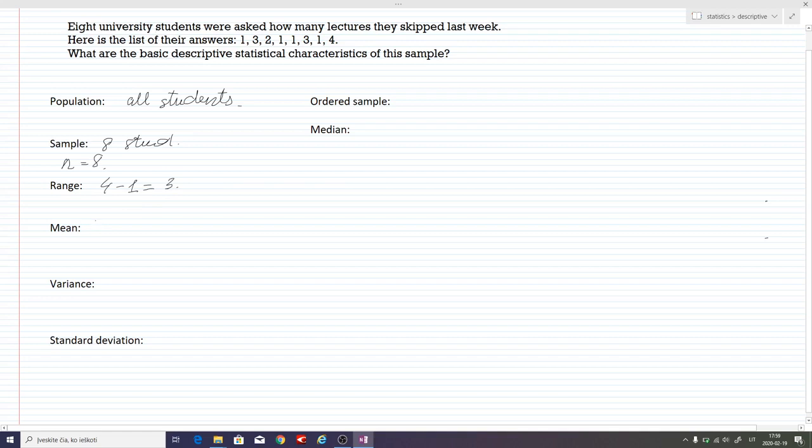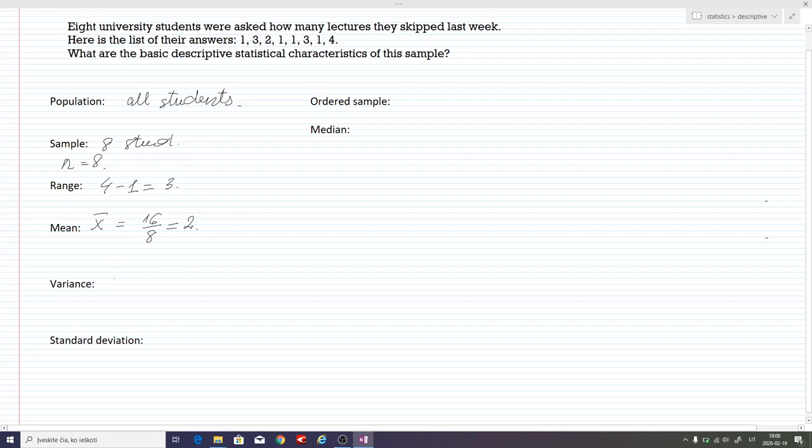Let's now compute the empirical mean of the sample, which is obtained as a ratio of the sum of all the sample values divided by the sample size, which is 2. This means that the average number of the lectures skipped during this week is equal to 2.